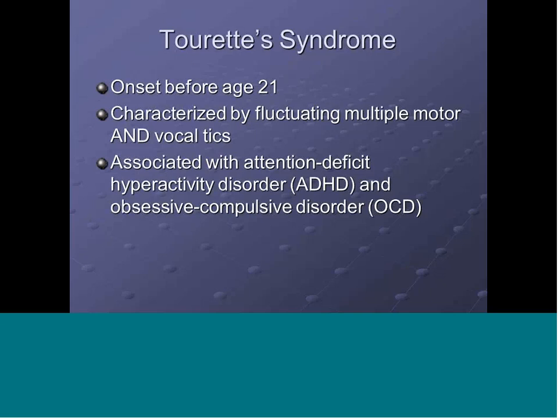Tourette syndrome, and by the way, tic disorders are usually seen in young kids nearing their menarche and puberty, and usually resolve by the time they reach their late teens, 18, 19 years old. Rarely it will continue after that. Tourette syndrome usually onsets around age 21, characterized by fluctuating multiple motor and vocal tics. And typically, behavioral disorders that are associated with Tourette syndrome include ADHD or attention deficit hyperactivity disorder and obsessive compulsive disorder.